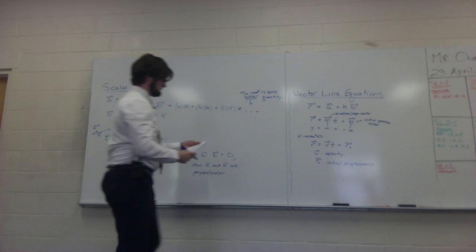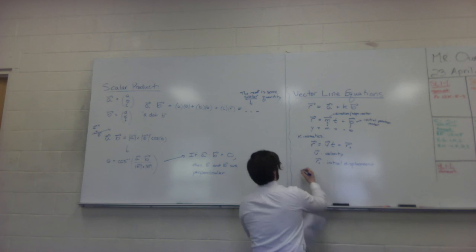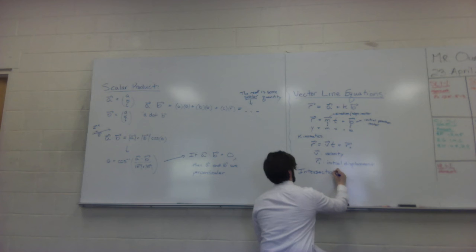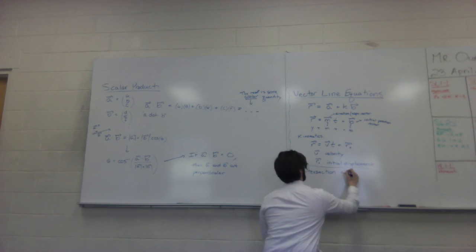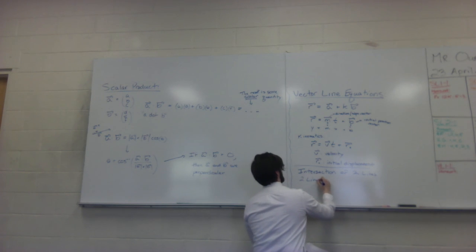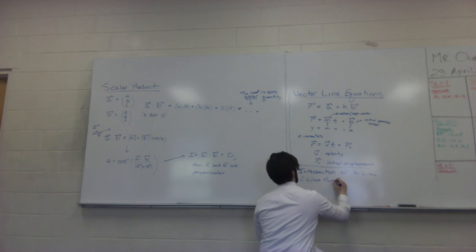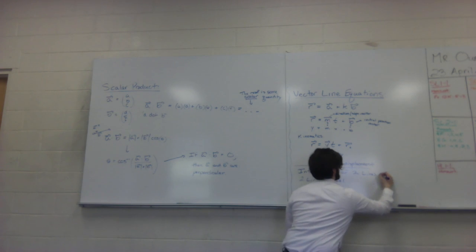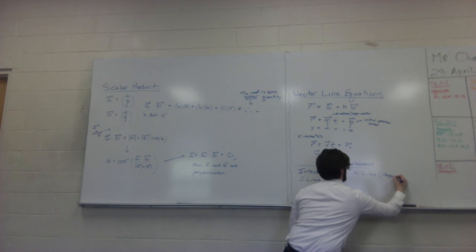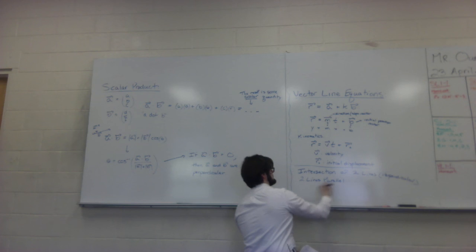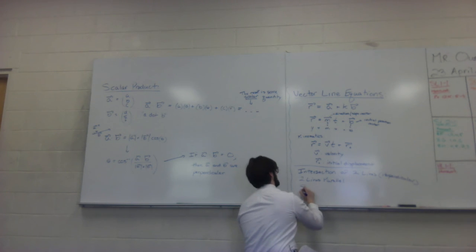And let me just write it down. Intersection of two lines: parallel, and when with the intersection there's the special case of perpendicular. And if they don't intersect and they're not parallel, they are skew. Good.